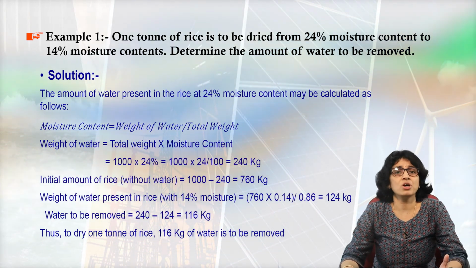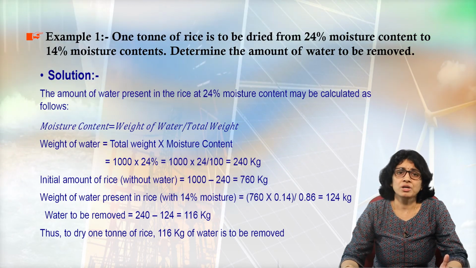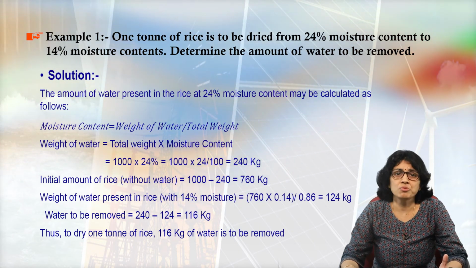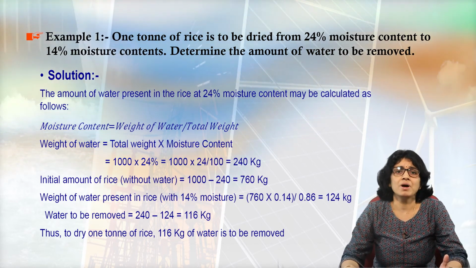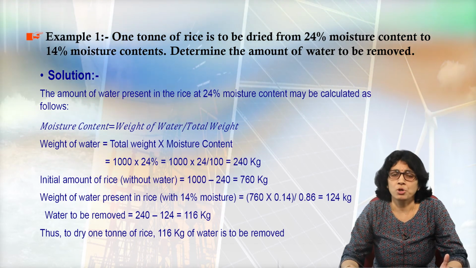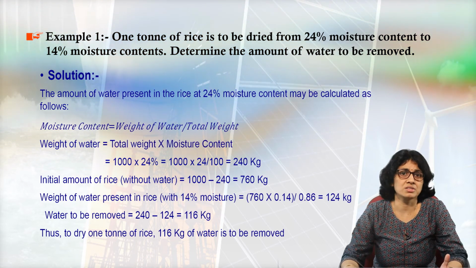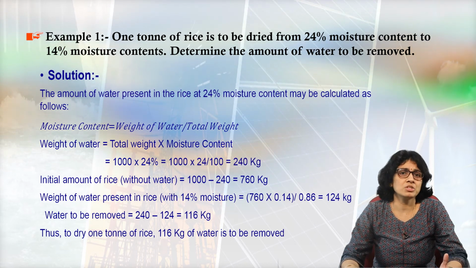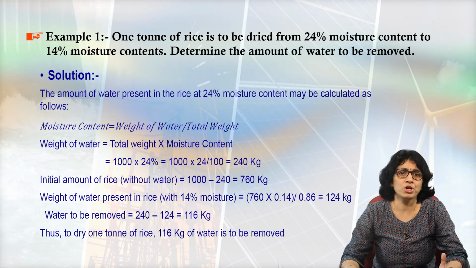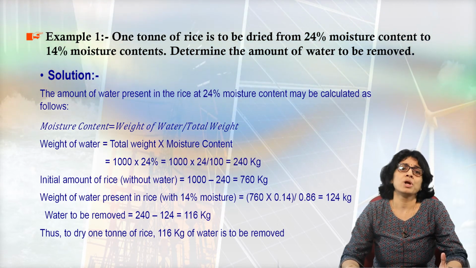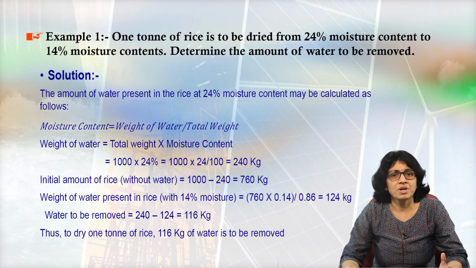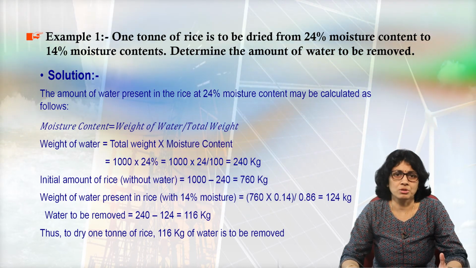First we calculate the moisture content by using the following formula. The moisture content equals the weight of the water divided by the total weight of the product. Here the product is rice. The initial moisture content of this product is 24%, meaning 0.24, equals weight of the water divided by total weight. Here total weight is 1000 kg. Then we calculate the weight of the water obtained from this moisture content.